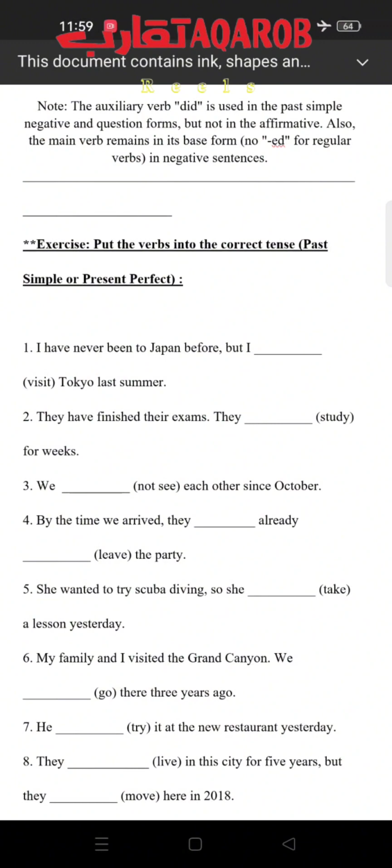Note, the auxiliary verb did is used in the past simple negative and question forms, but not in the affirmative. Also, the main verb remains in its base form, without ed for regular verbs, in negative sentences.